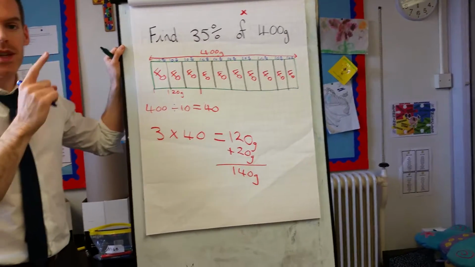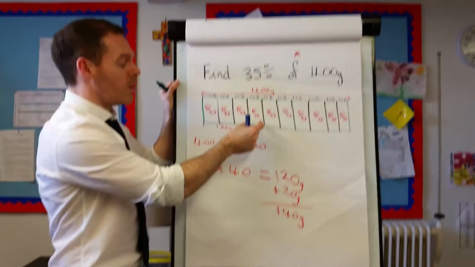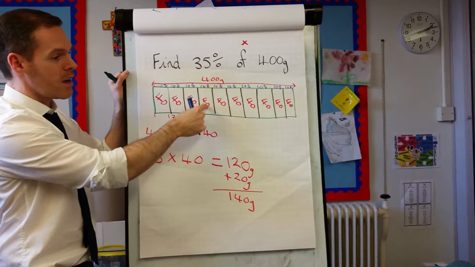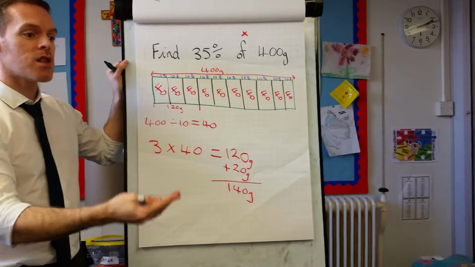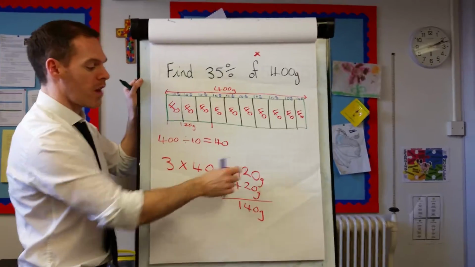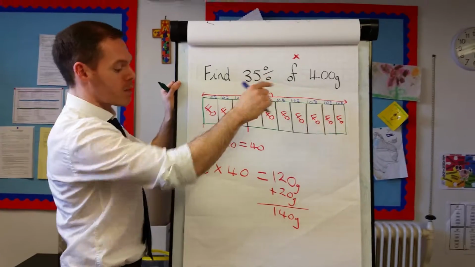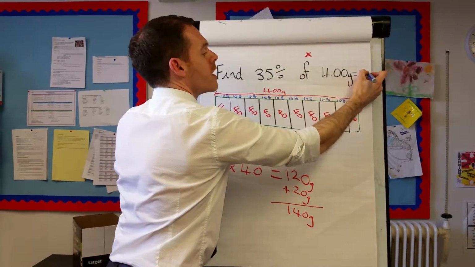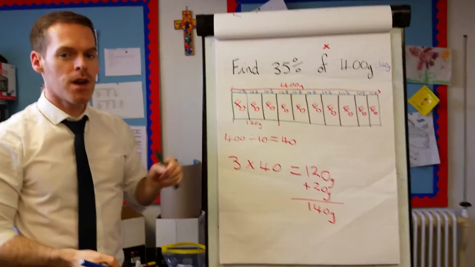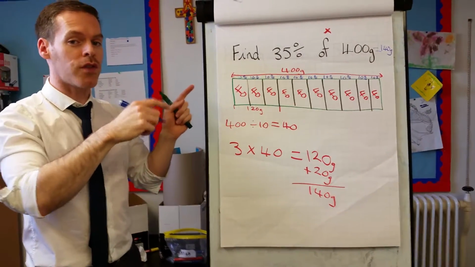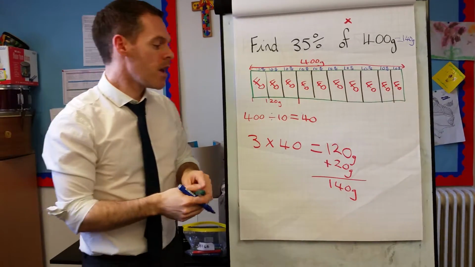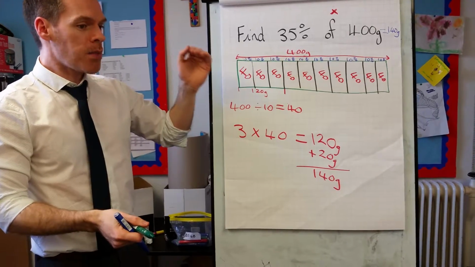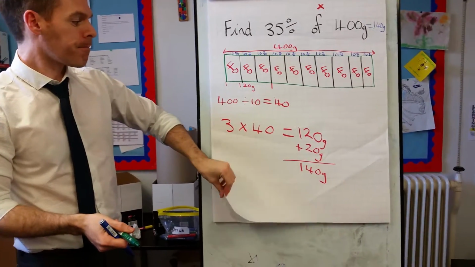And then I had that 5% to find. I know that each section is 10%, and 10% is 40, which means 5% would be half of that, so 5% is 20. So I added on that extra 20, and so 35% of 400 grams equals 140 grams. Okay? Right, so you might need to rewind and watch that a few times just to get the hang of it, okay? Good, so we can find any percentage by finding 10% first and then working from there.